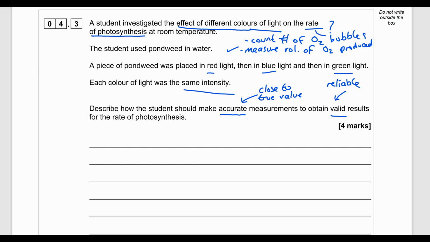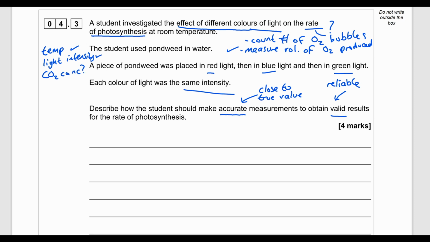What about the control variables? Well, thinking about photosynthesis and rate of photosynthesis, there are three things that can affect the rate of photosynthesis, and these are our limiting factors. Temperature. Well, they said in the question, first sentence, it's been used at room temperature. The light intensity. They said in the fourth sentence, the color of light was the same intensity. So our third factor has not been mentioned, carbon dioxide concentration.